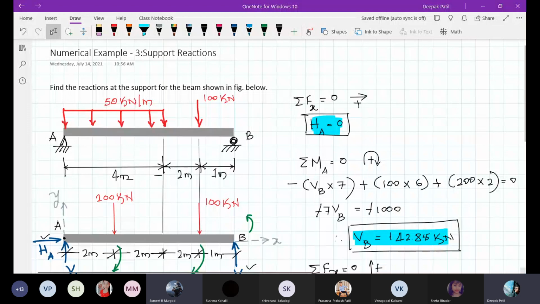Okay, right. So what I will do, let me just stop here. I will take a few more numerical examples on the support reactions in my next class.